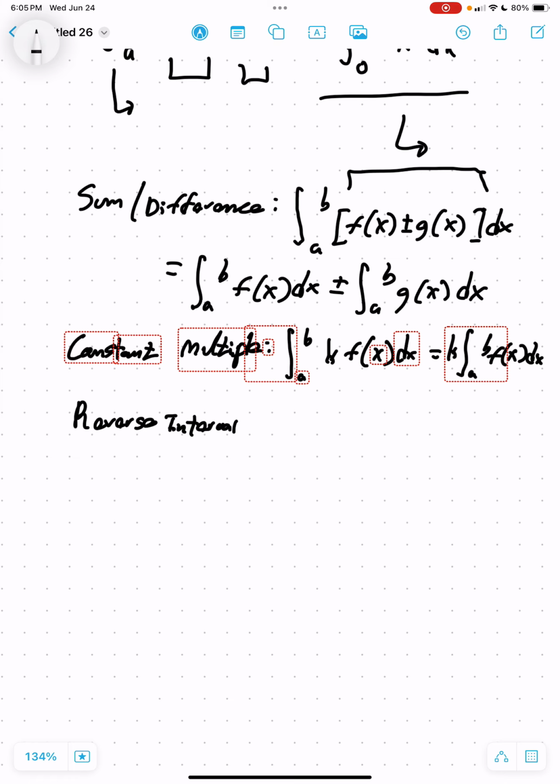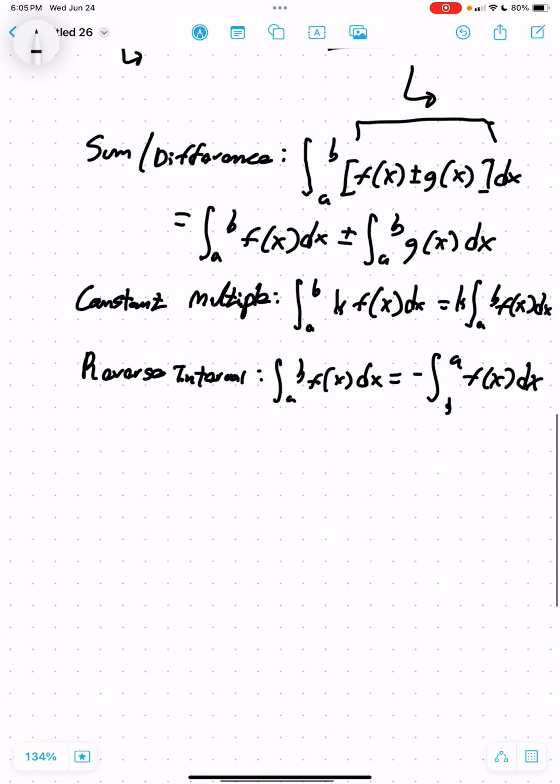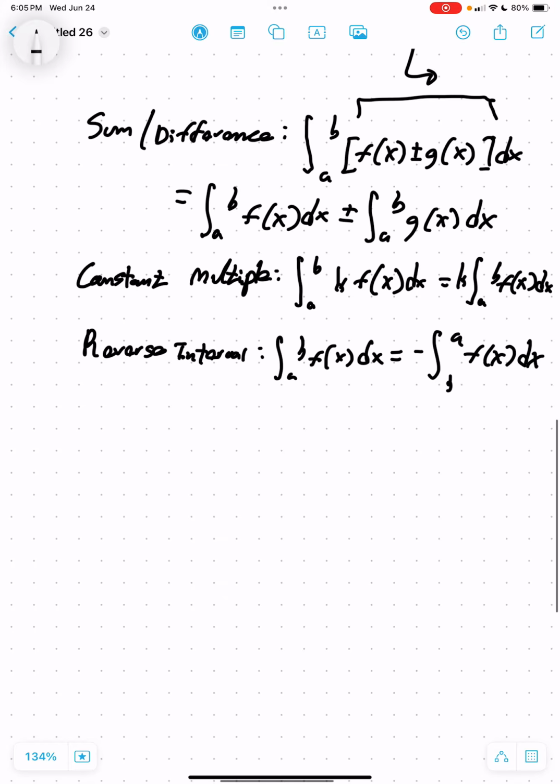which states that if I have an integral from a to b of f of x dx, it is exactly equivalent to the negation of the integral with the boundaries flipped, of the same function. And we'll get into why this works later on.